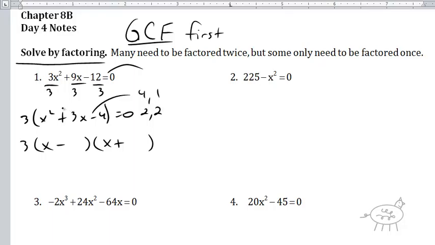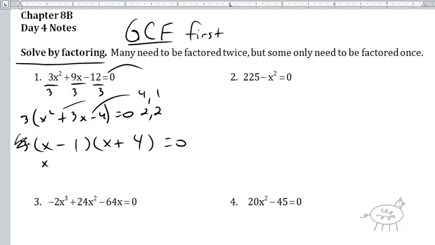But remember, if it's opposite signs and this one's plus, that means the bigger number's got to be positive. So this is going to be 4 here and then 1. And you can always check it. If you FOIL that back out again, you would get the original answer. Okay? All right, so we're not done yet because we have to solve.